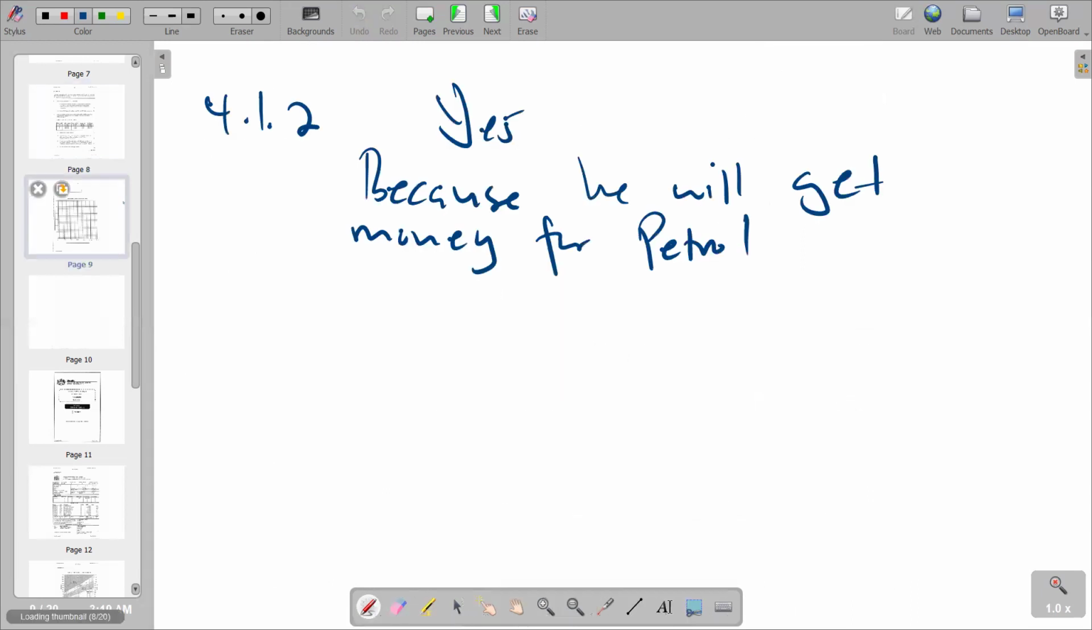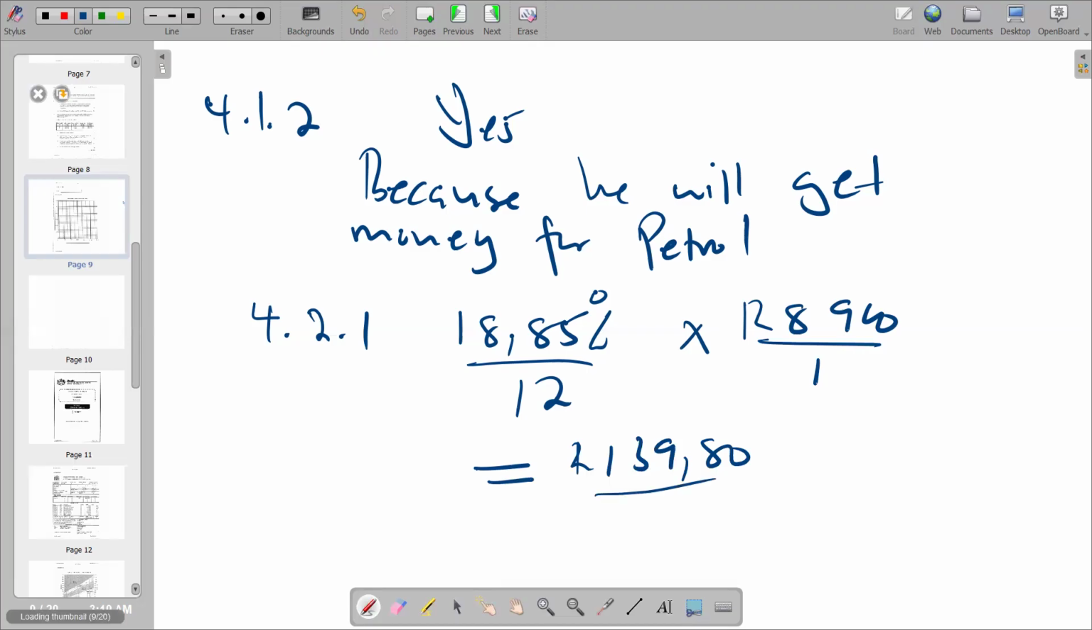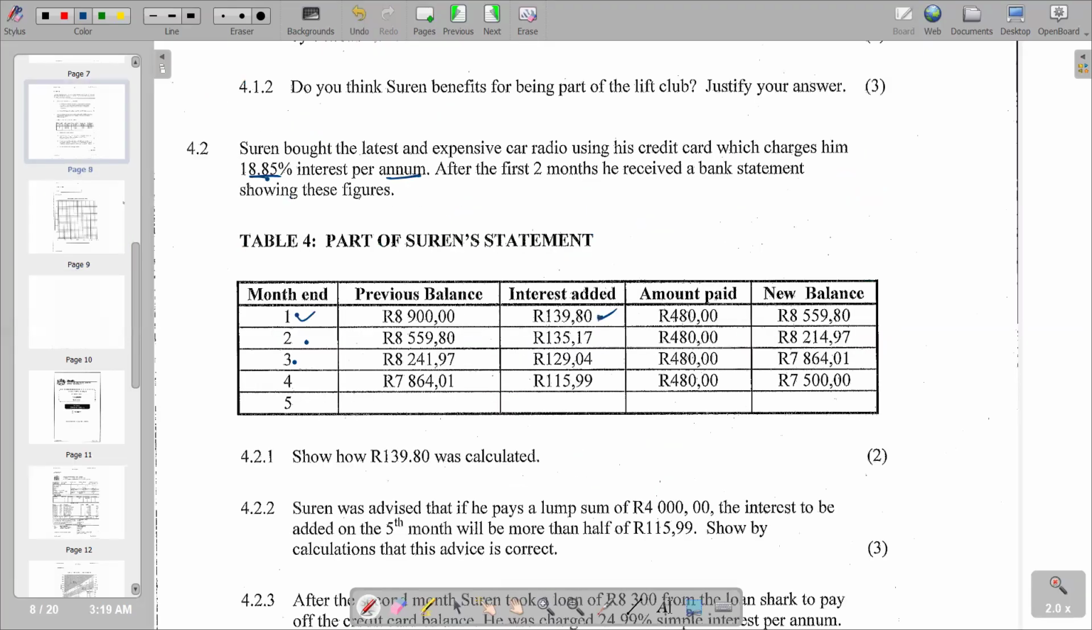So we're going to say 18.85% divided by 12 to get the monthly rate, times 8,900. And you see that by solving, the answer that you are supposed to get is 139 rands 80 cents. So this is the figure that we are trying to get, 139 rands 80 cents. So basically, this is what we have.